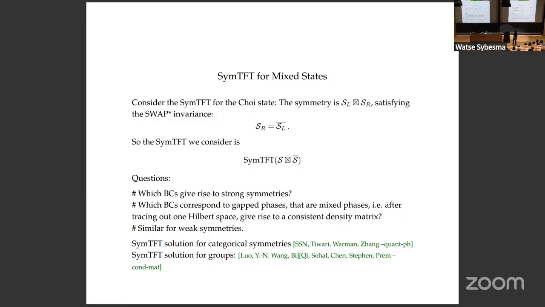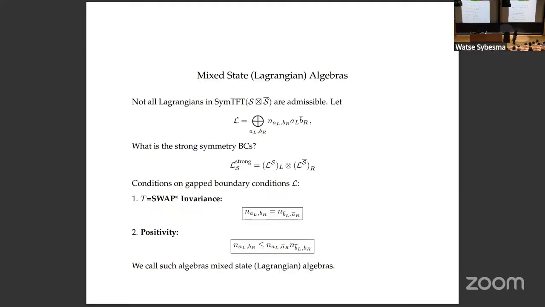There were actually two groups in condensed matter quantum info working on this for group symmetries, and we did this for categorical symmetries, and we put this out on the same day, and we all looked at the same thing. It's basically the same idea that you double it, and now you can describe these mixed states, but it comes at a particular cost, because not every symmetry Lagrangian, so gapped boundary condition, in fact gives rise to a density matrix once you go back to the reduced Hilbert space.